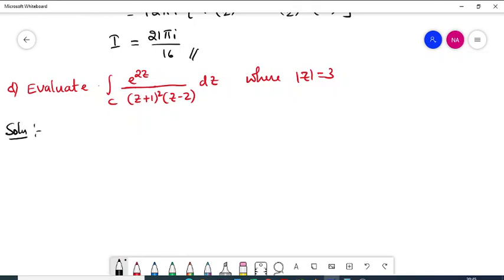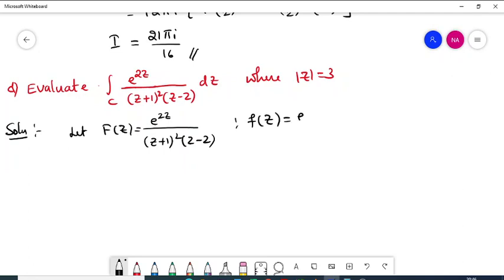Yes, within a circle of radius 3. Let capital F of z equal to e power 2z divided by (z plus 1) whole square into (z minus 2), and small f of z to be e power 2z, and the points a are minus 1 and 2. So clearly a lies within C.